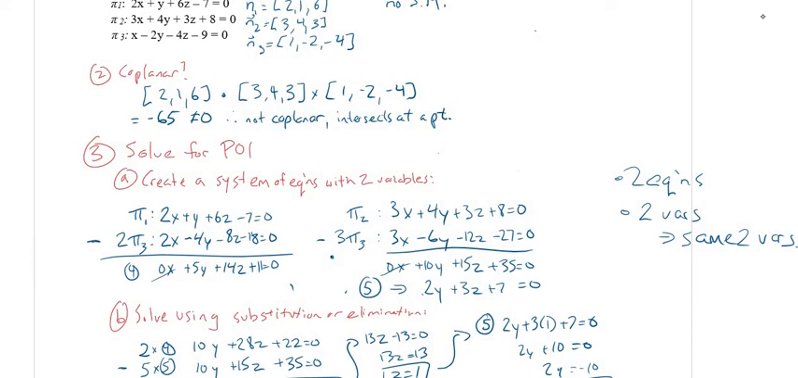So now that we've done that, we subtract the 2 planes, and we get 0x plus 10y plus 5z plus 35 equals 0, or we could just divide everything by 5, and we get 2y plus 3z plus 7 equals 0.